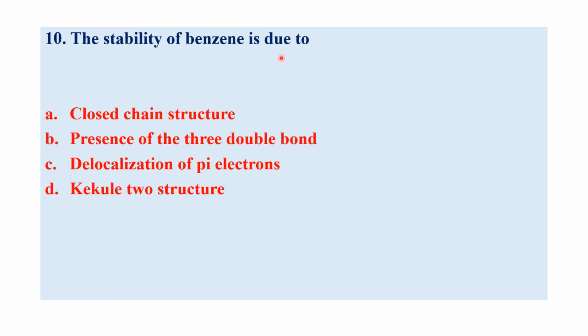The stability of benzene is due to: closed chain structure, presence of 3 double bonds, delocalization of pi electrons, or Kekulé structure. We know that benzene is stable because of the delocalization of pi electrons. So the answer is clear: the delocalization of pi electrons.